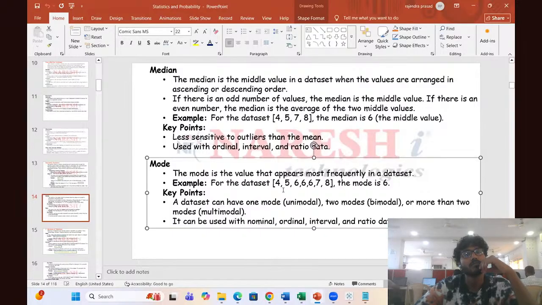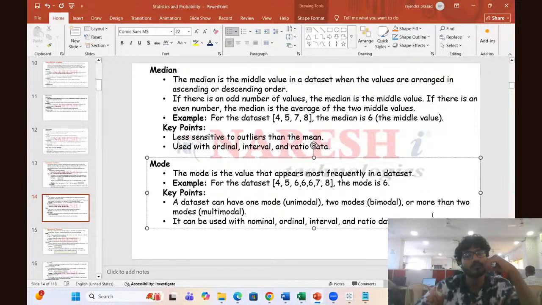What do you mean by bimodal? Say there is data like 6, 6, 6, 7, 7, 7. Now 6 has the same highest frequency, and 7 also has the same. So bimodal means you have two modal values, 6 and 7. That is bimodal, and then trimodal, multimodal. So many things you have, but you don't need that. Knowing the mode is enough.